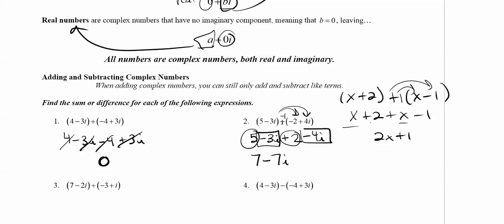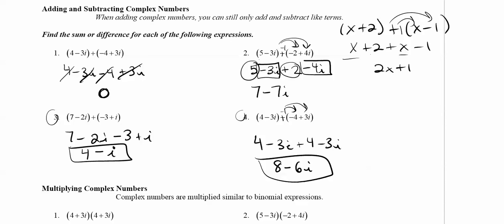Okay, so I hope this part has helped. And you can take a minute and practice number 3 and number 4. Just pause the video and work them out. Okay, so if you work those out, then you can see that you should have gotten, well, 7 minus 3 is 4, and negative 2i plus i would give me minus 1i. And in the other case, you should have gotten 4 plus 4 is 8, and negative 3 minus 3 would give me negative 6. So that would be 8 minus 6i.